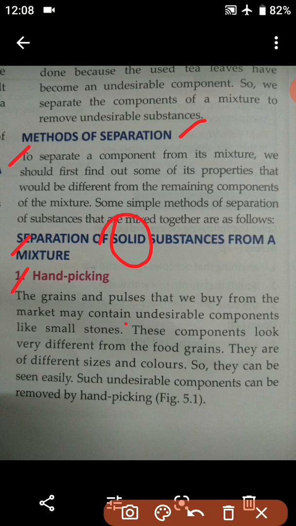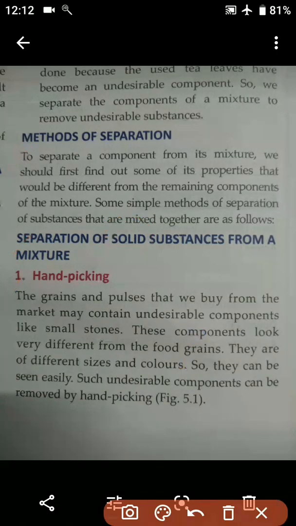They are of different sizes and colors. So the color and the size of the stones will be different from the color and size of the food grains. So they can be seen easily. So students, as we know that the size and the color of the grains and the pulses are different from the size and color of the stones, they can be easily seen. So such undesirable components can be removed by hand picking.